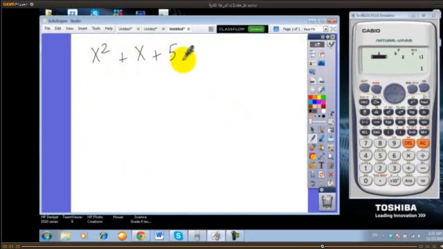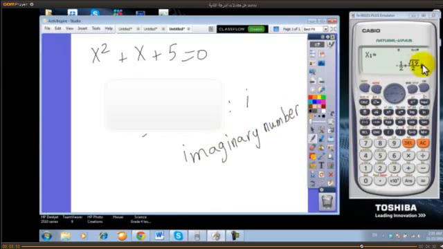Third example, x squared plus x plus 5 is equal to 0. So we also enter the values. A is equal to 1, b equals 1 as well, and c is 5, equal. I get a complex number with the value i, which is an imaginary number. Since this number is a complex number, it's not a real solution. So this equation has no real roots. It doesn't have a real solution. We say that the equation has no real roots.